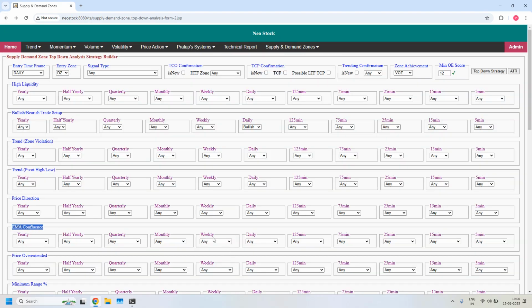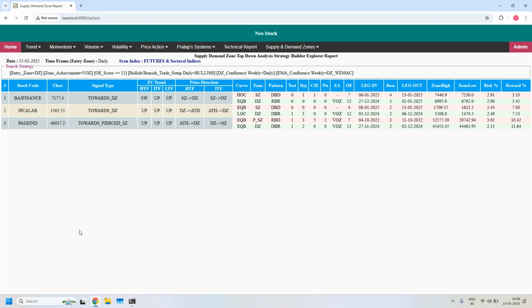In the EMA confluence weekly time frame, because the daily is part of the weekly zone, that's why we are looking for weekly demand zone having weekly EMA confluence. We got 3 stocks. So these 3 demand zones are even more high probability setup demand zones. See, some of these demand zones are already tested, the second one and third one, because they are powerful. Previously they gave you the opportunities.